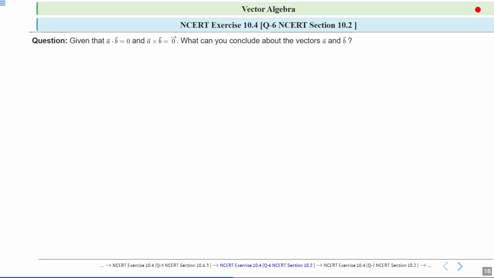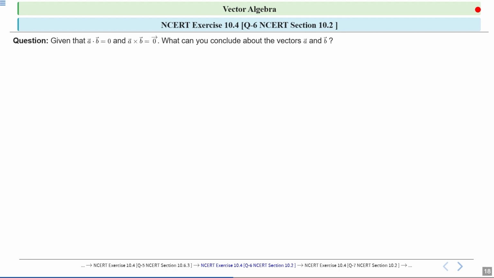How can we solve the next part? Next is in NCERT exercise 10.4, question number 6. In this question, we are told that it is given that a vector dot b vector is equal to 0 and a vector cross b vector is equal to 0. What can you conclude about the vectors a vector and b vector?